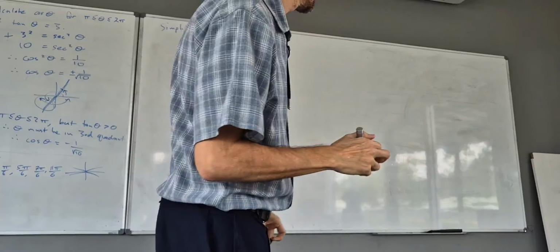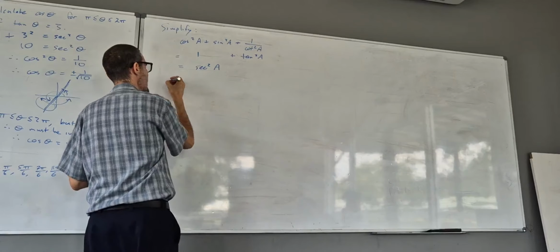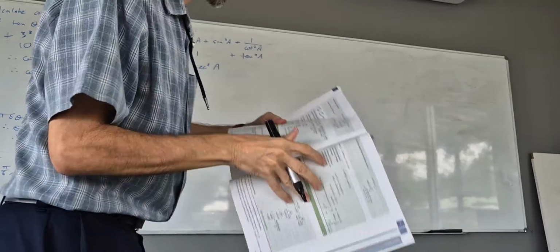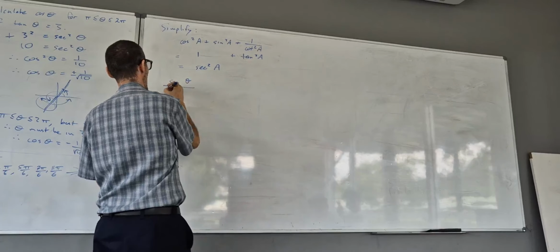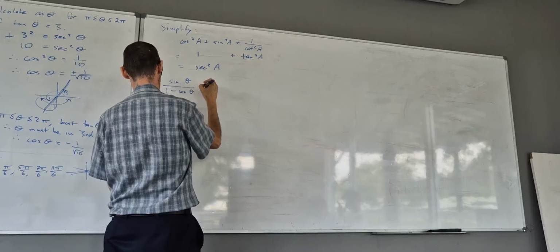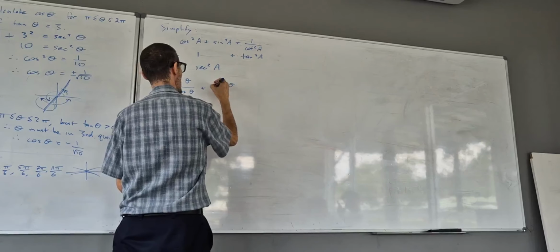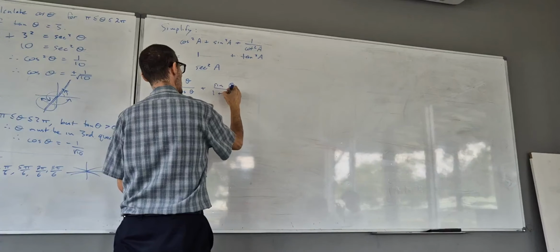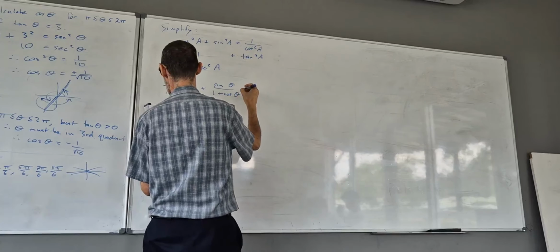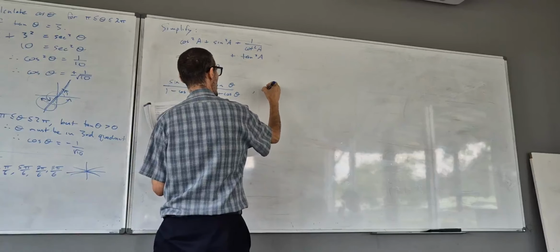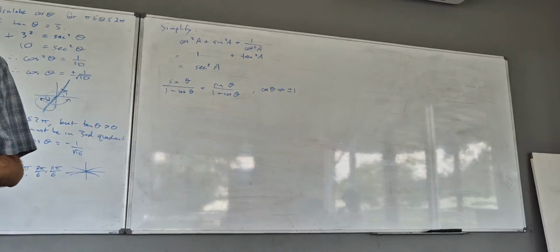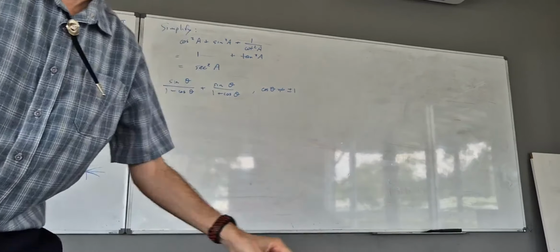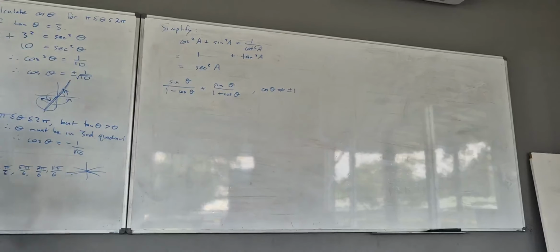Harder one? Yeah. Okay. Sine theta over 1 minus cos theta plus sine theta over 1 plus cos theta, where cos theta is not plus or minus 1. Why is that important? Because you can't divide by 0. Correct. Give you a moment to write that.